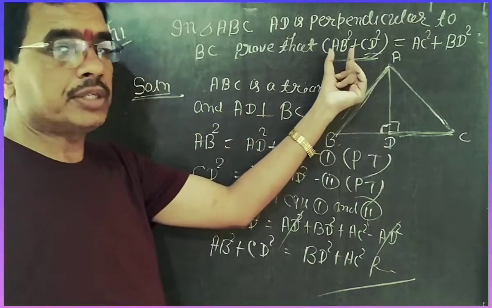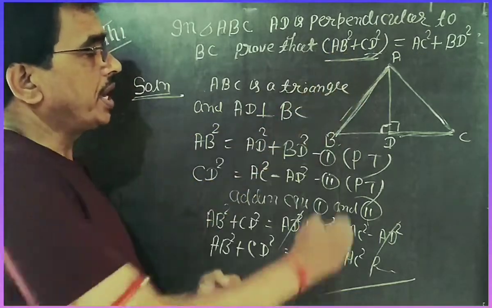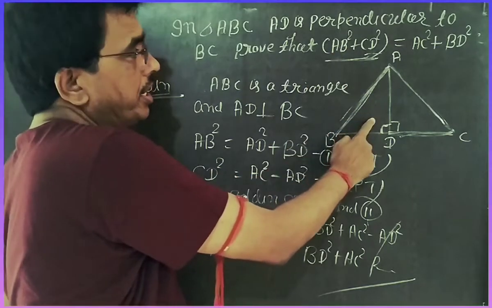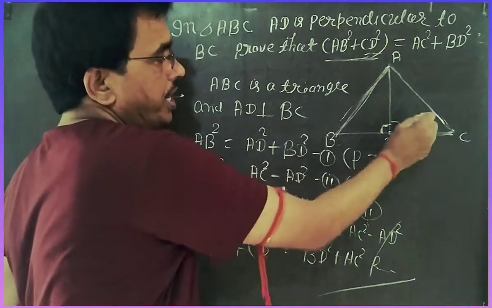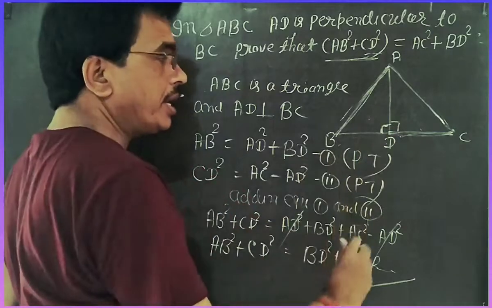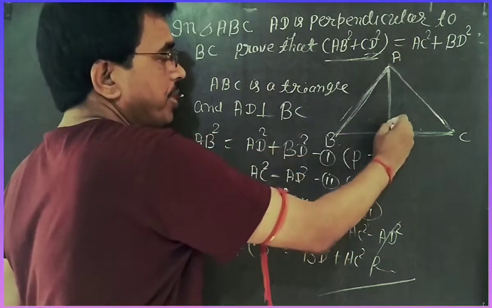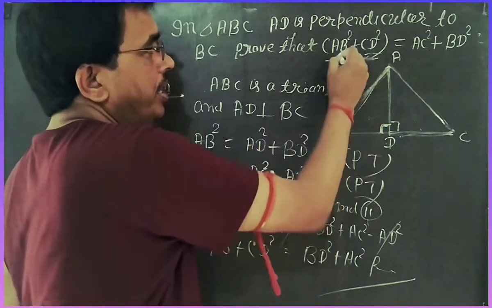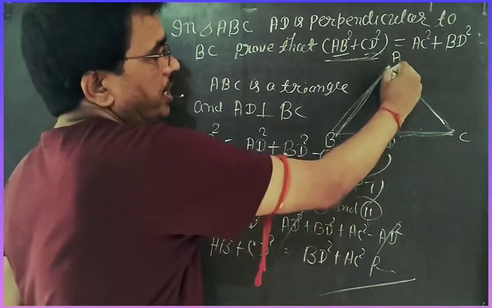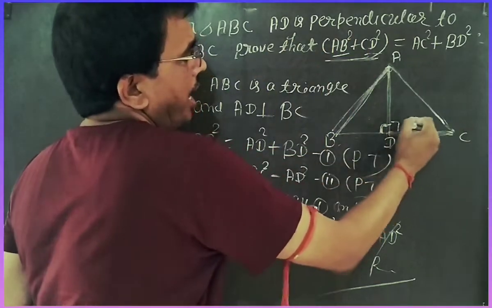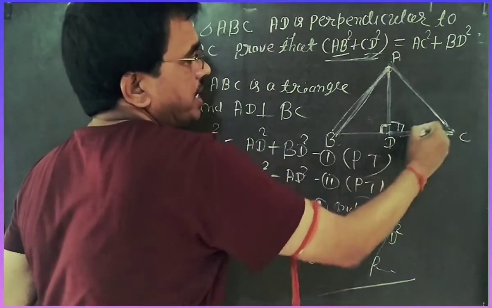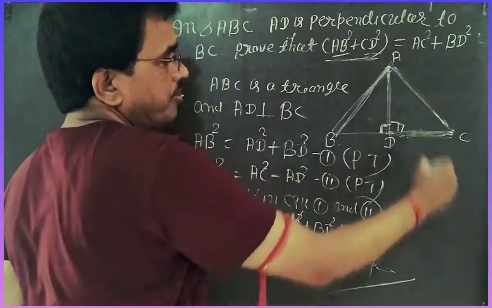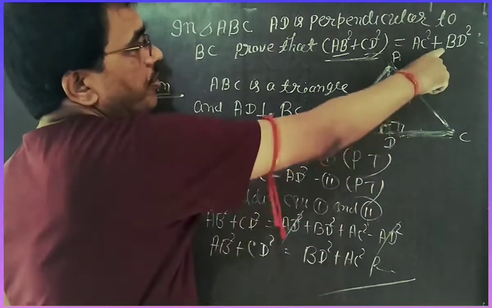So dear students, you only solve with the help of the questions. You only find AB square from this triangle and CD square from this triangle, and both triangles are right angle triangles because AD is perpendicular to this. So in the first triangle you find AB, and AB is the hypotenuse. In the second triangle you find CD, and in this figure the hypotenuse is AC, CD is the base. So you find CD square is equal to AC square minus AD square and add them, then you get your solution.